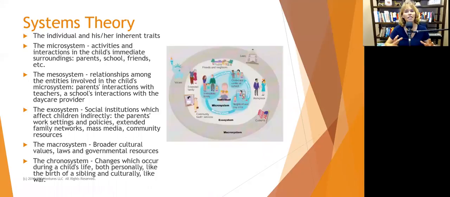So we want to look at how that works with the child's rhythms. The mesosystem is the relationship among the entities involved in the child's microsystem. The exosystem is the social institutions which affect the children indirectly, such as the parents' work settings and policies. Can children come to work, for example?